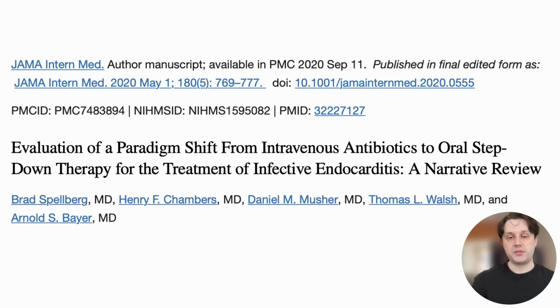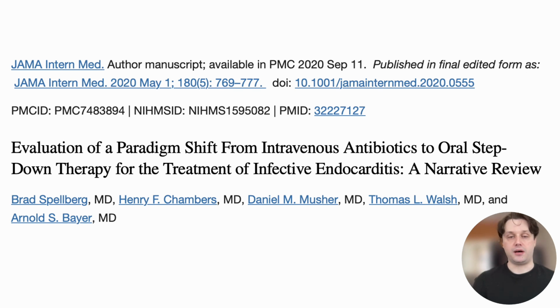Most of the research that I found pretty much mimics this title: evaluation of a paradigm shift from intravenous antibiotics to oral step-down therapy for the treatment of infectious endocarditis. And really, we will not start PO therapy without starting IV therapy first for approximately 7 to 10 days. That is because we want to, which we'll discuss later, get a peak maintenance concentration of the antibiotic within the blood.